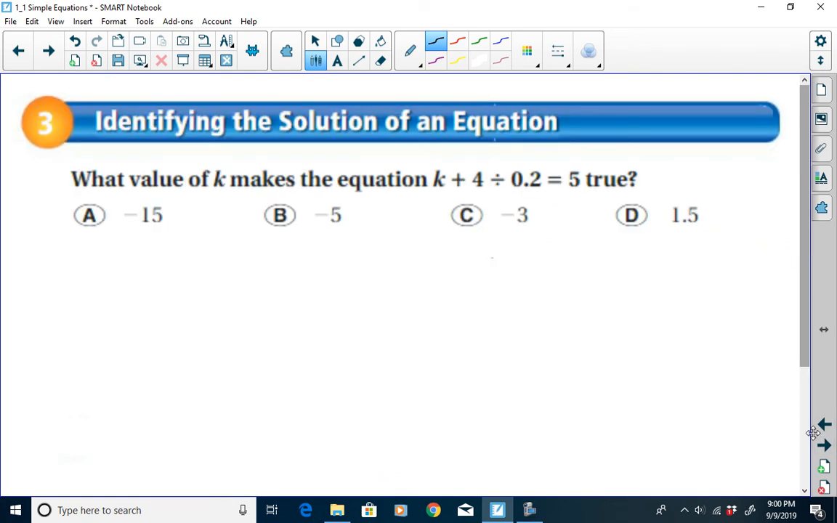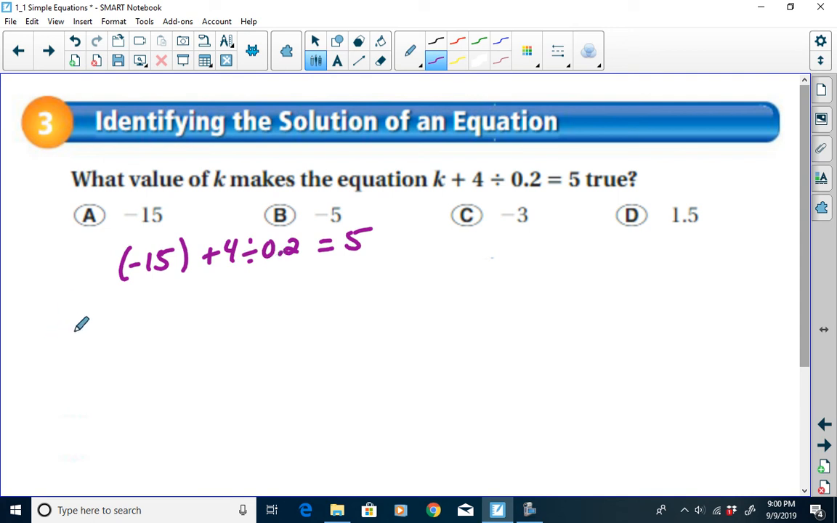Okay. If we want to be able to identify if a number is a solution or not, we have to substitute and then see if the equation is true. So let's start with negative 15. All right? If I replace k with negative 15, let's see if we get something that's true. Is negative 15 plus 4 divided by 2/10 equal to 5? Well, we have to do this division first. So what's 4 divided by 2/10?